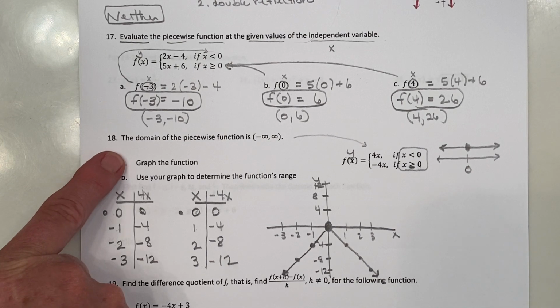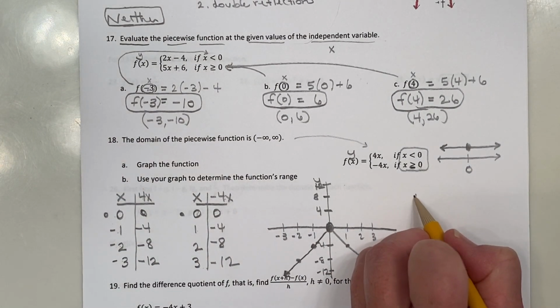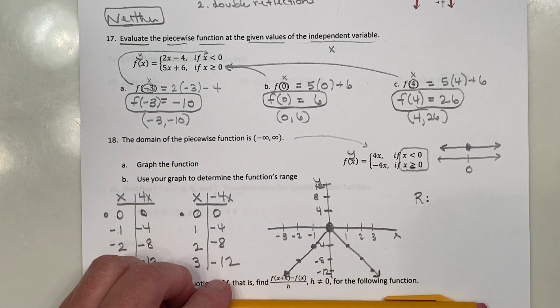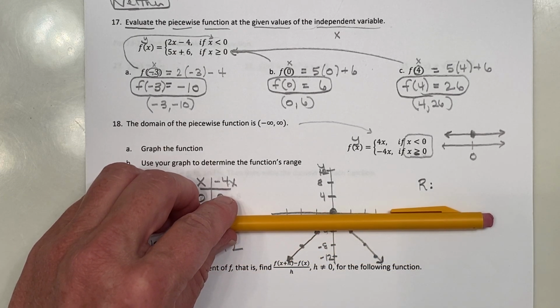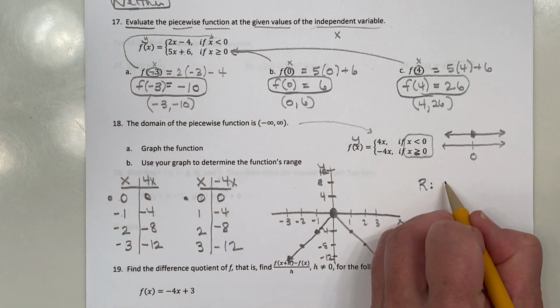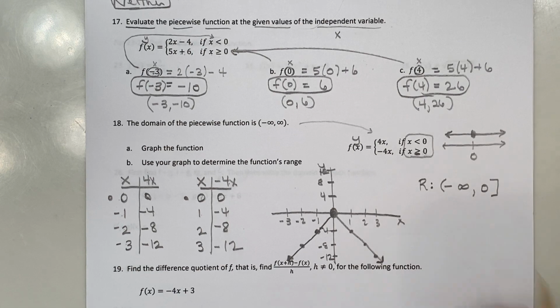All right, part A, we graph the function. Now let's use our graph to determine the function's range. All right, so the range. So start from low y's, and let's move ourselves up. The highest y value of a point on this graph would be at y equals 0. So I'm starting at -infinity, and I'm going up to 0, and I want to include the 0 with a bracket.